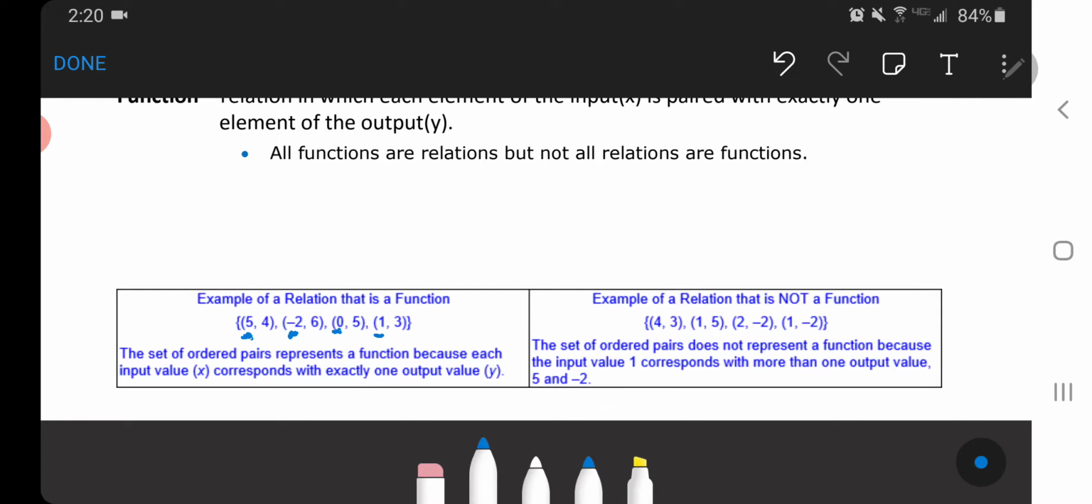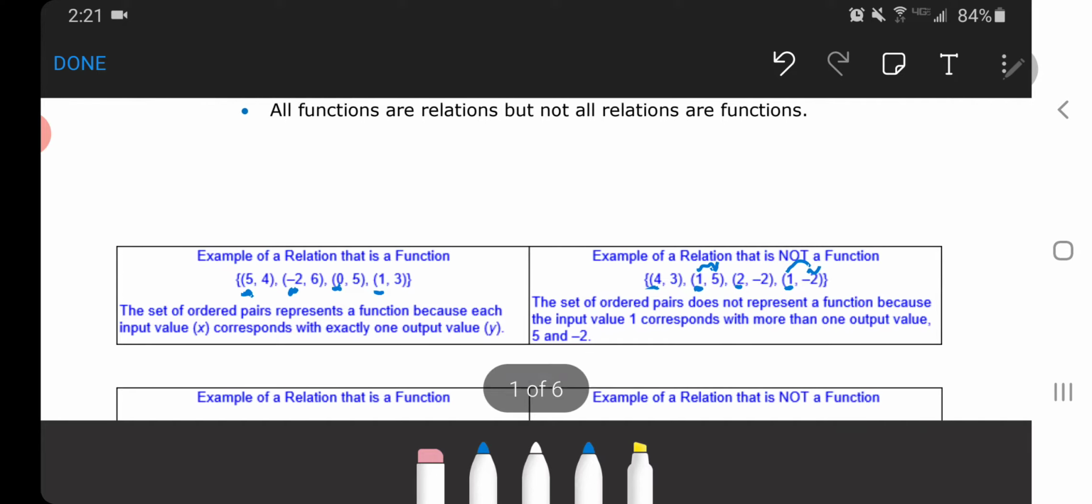Well, look at this other one. We have 4 goes with 3. 1 goes with 5. 2 goes with -2. And 1 goes with -2. So we have 1 going with 5 and 1 going with -2. Can't have that happen for it to be a function. So that's the reason why this one is not a function, because the domain member, or the x value 1, goes to two different y values, 5 and -2. Usually what I tell everybody is, and it's not always the case because they might try to trick you, but if you notice the x value repeats, then you know it's not a function.